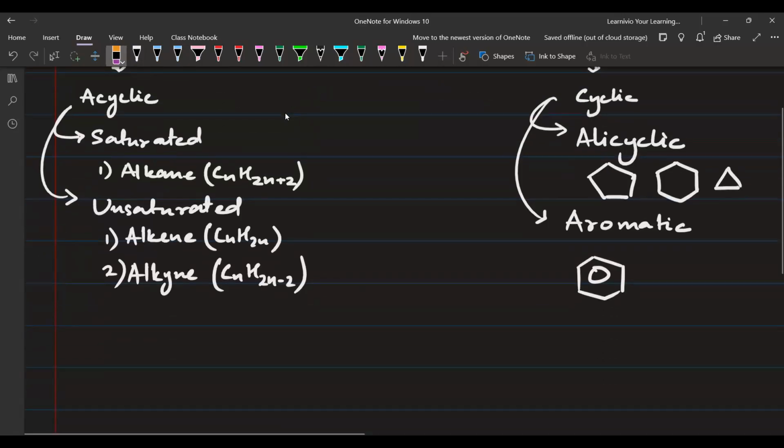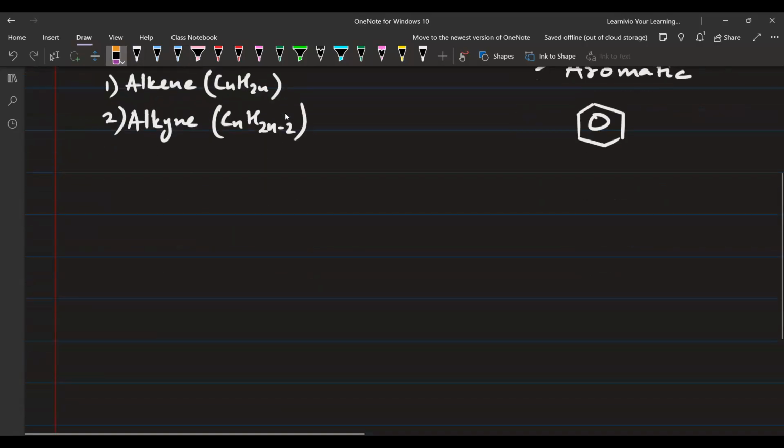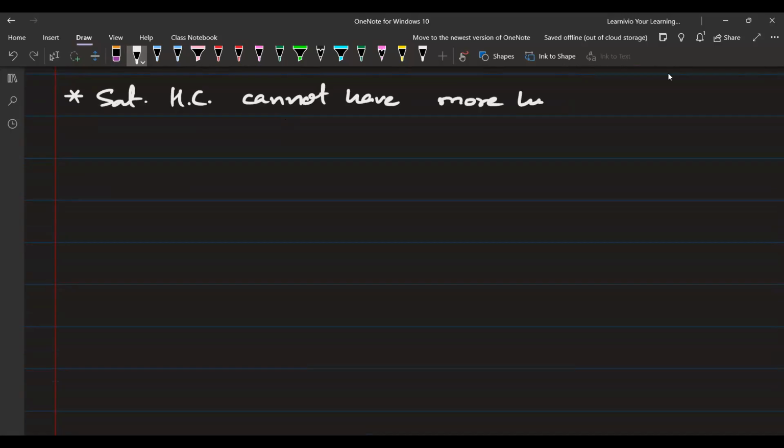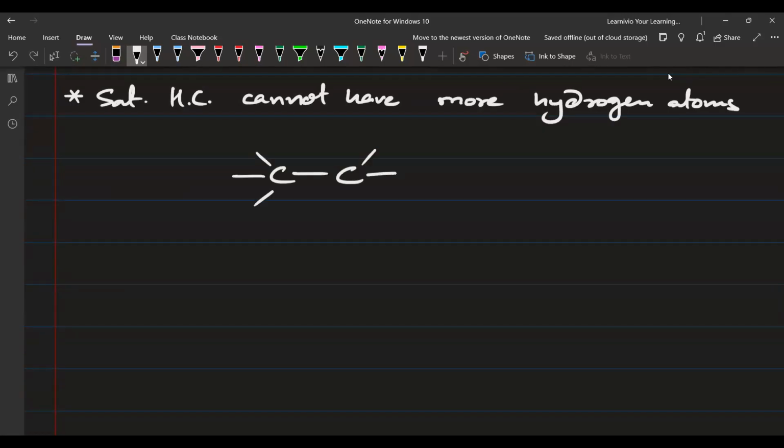Fine. So first, one more thing regarding saturated and unsaturated compounds: saturated hydrocarbons cannot have more hydrogen atoms. For example, if I have two carbons, the maximum number of hydrogens that we can have is how much? It will be 6 hydrogens. And this is alkane.